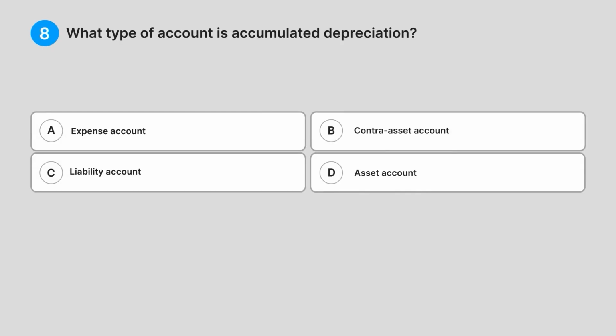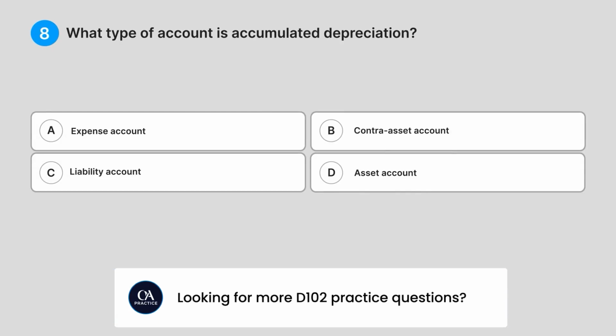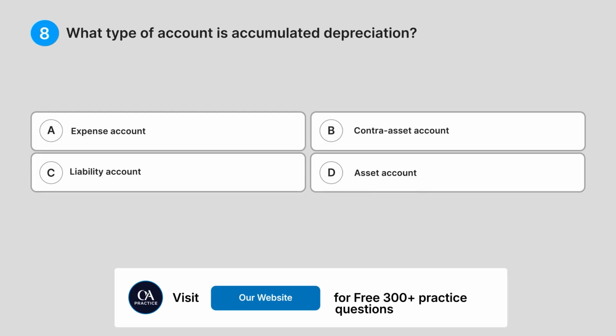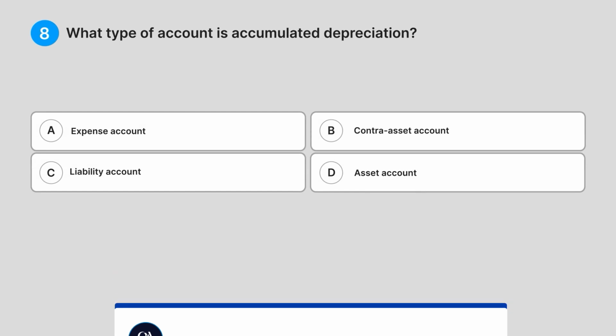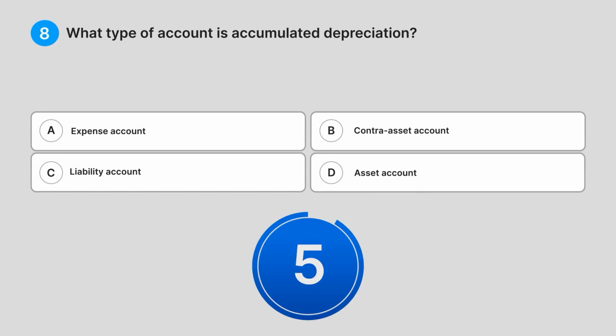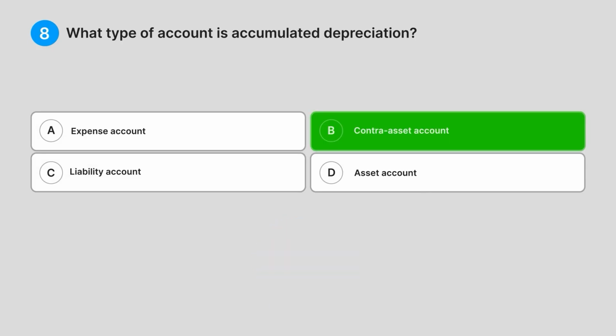8. What type of account is accumulated depreciation? A. Expense account. B. Contra asset account. C. Liability account. D. Asset account. Can you guess the answer? Correct answer B. Contra asset account.